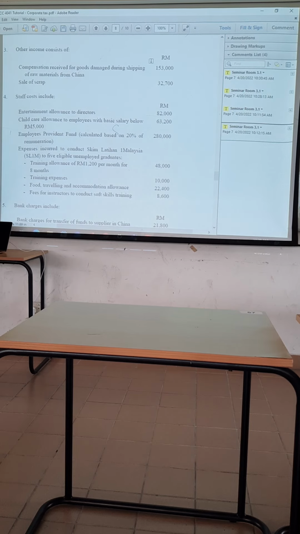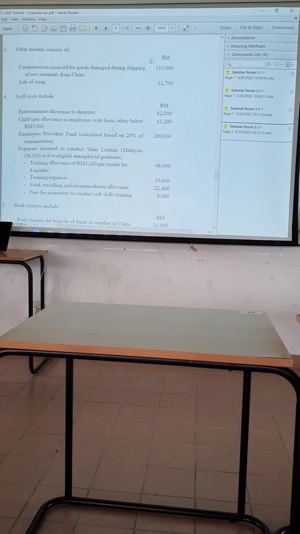In order for the government to encourage this program, for those companies involved in SLIM, Skim Latihan Satu Malaysia, if you pay training, for example, you can claim double deduction. So they pay 48,000 training allowance. If the law says you can claim double deduction, you claim 96,000. You incur 48,000 but you claim 96,000. How much tax can you save on that? Similarly for training expenses.